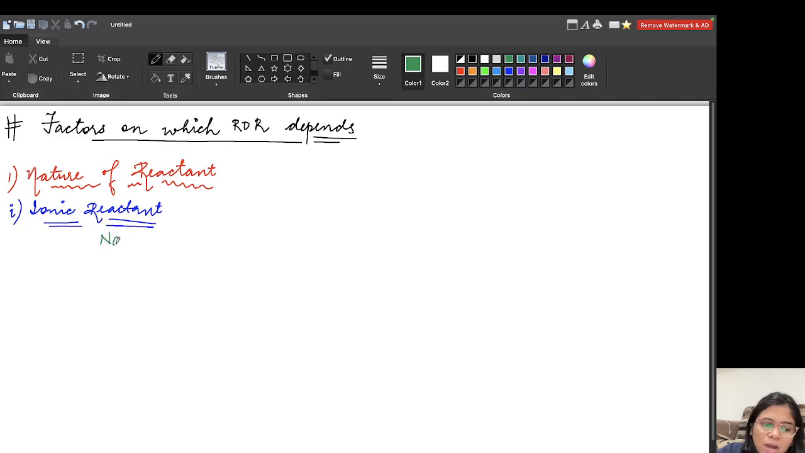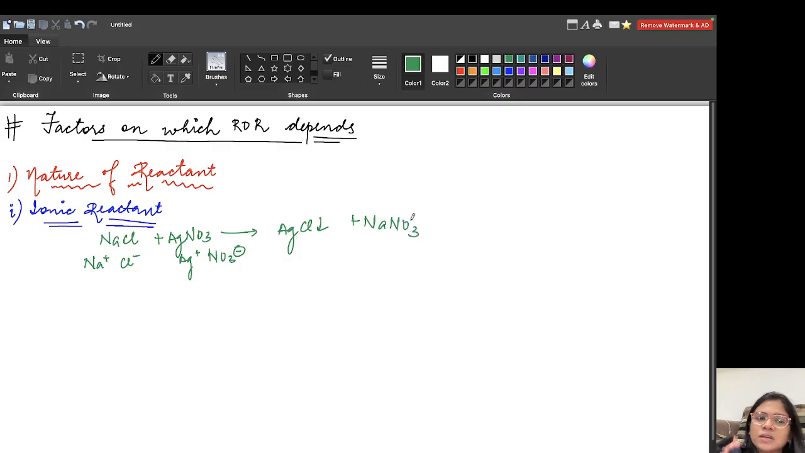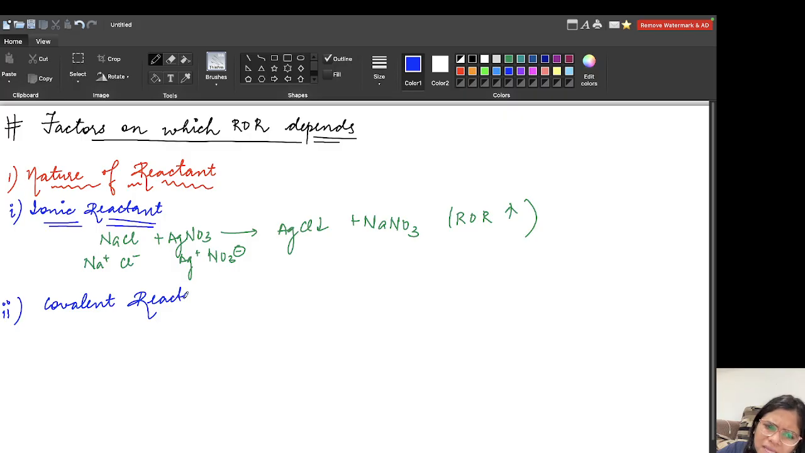For example, you have NaCl plus AgNO3. Ions are already present in the form of Na+, Cl-, Ag+ and NO3-. The movement of ions and the forming of the precipitate will be comparatively very easy, right? So wherever you have ionic reactants, the rate of reaction will be comparatively high. Secondly, if you have covalent reactants, covalent bonds are there between them, so the rate of the reaction will be comparatively lower.